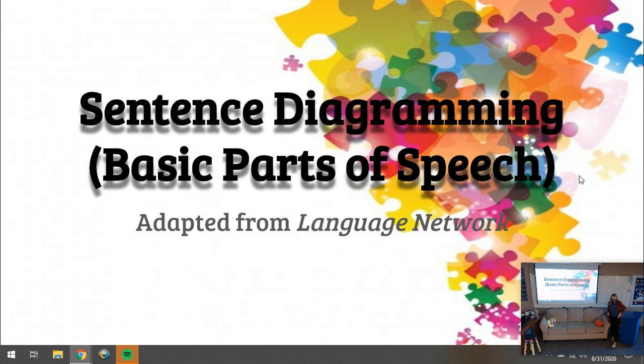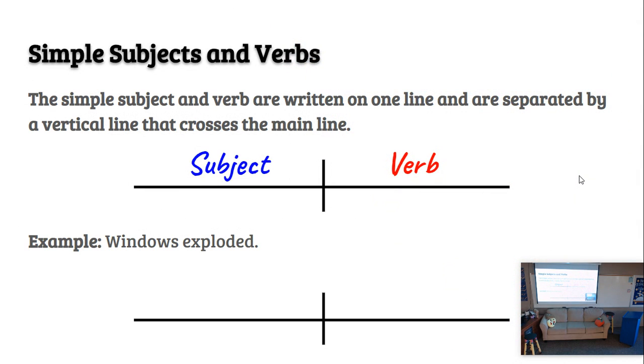Okay, so we are learning how to diagram. Correct me if I'm wrong, but I believe you guys learned how to diagram in junior high, right? Yeah, I see some nods. Perfect. If you're new to the school system, maybe this will be new to you. But if you came from O'Gorman Junior High, this will be a review. So here we go. We're going to dive right in.